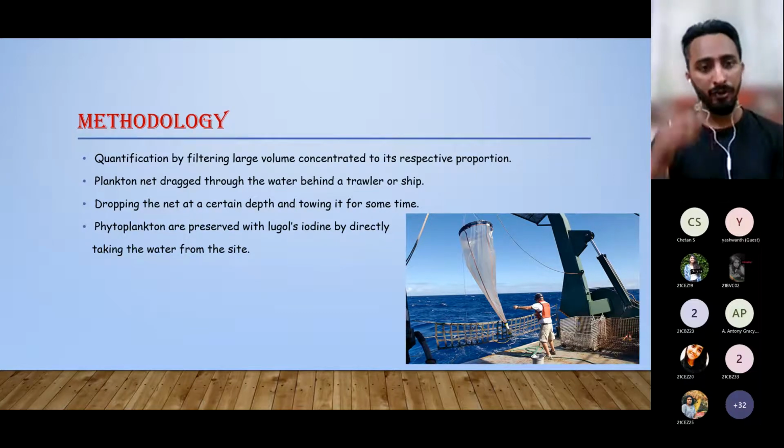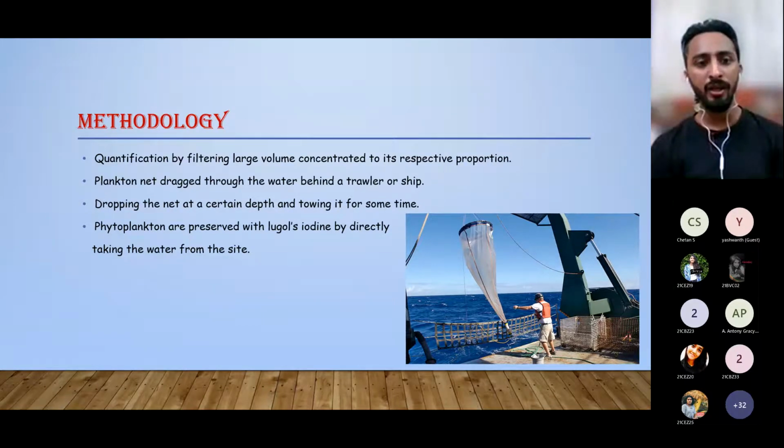Then apart from that, you have the plankton net dragged through the water behind the trawler. Like the previous image, you have seen the structural figure of a net. The cable is attached at the end of a ship or a trawler, and the trawler is dragged in the ocean from one part to another part, and the zooplankton or the phytoplankton which is collected in the tube below is filtered through the method of dragging.